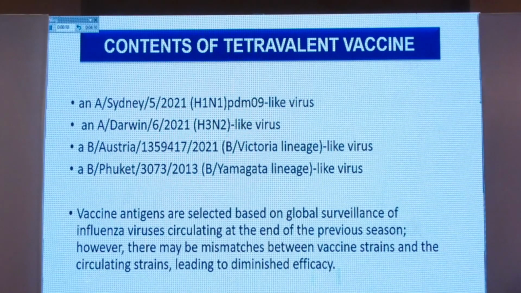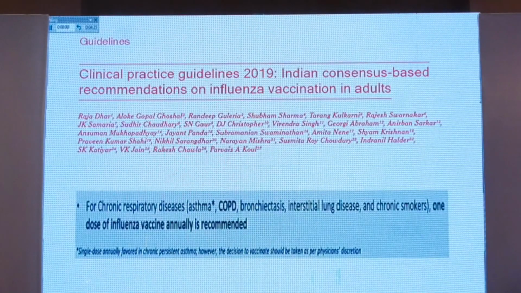But it is important to remember that these vaccine antigens are selected based on global surveillance of influenza viruses circulating at the end of the previous season. So there can be a mismatch between vaccine strains and circulating strains, and that can lead to diminished efficacy. Henceforth, in the 2019 guidelines, there was a recommendation that all with chronic respiratory disorders, bronchiectasis, interstitial lung disease, and asthma should receive annual vaccination.